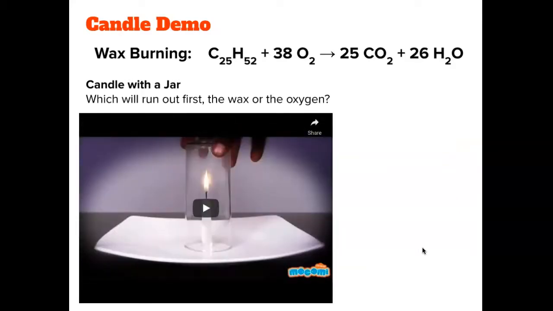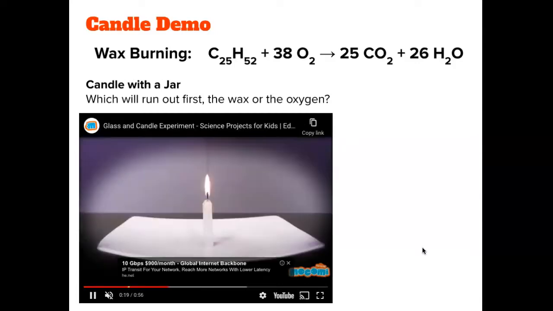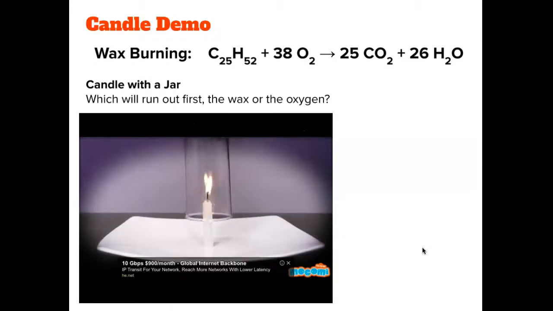So now we're going to flip the scenario. In this case, we're going to put a jar over the top of the candle and see what happens. So we're going to do our chemical reaction. And we can see we have our candle burning. We're going to put this jar over the top, and we're going to let it sit. And then we see that the flame goes out, meaning that the reaction has stopped.